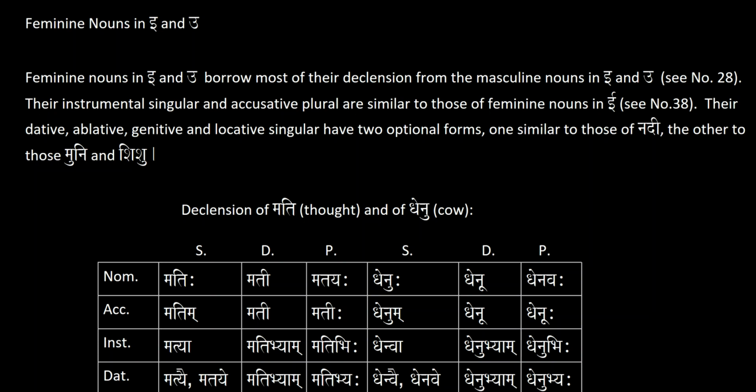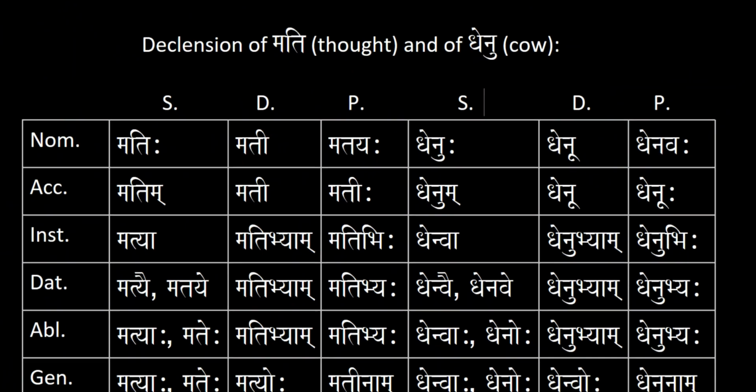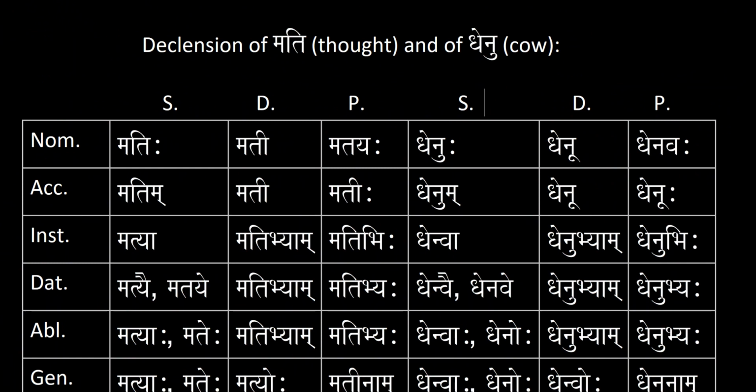Their instrumental singular and accusative plural are similar to those of the feminine nouns in I, and their dative, ablative, genitive, and locative singular have two optional forms, one similar to those of nadi and the other to those of muni and shishu. And below we have the declension of two feminine nouns, one ending in short I and one ending in short U. These feminine nouns are mati, which means thought, and dhenu, which means cow.